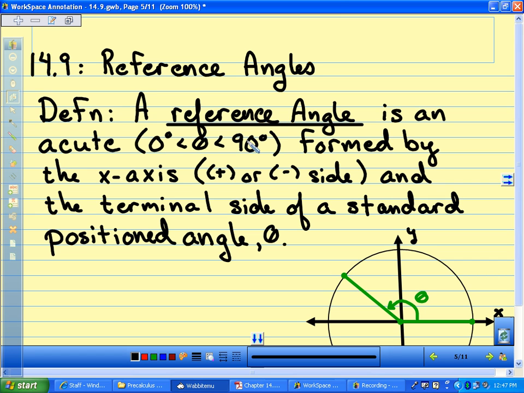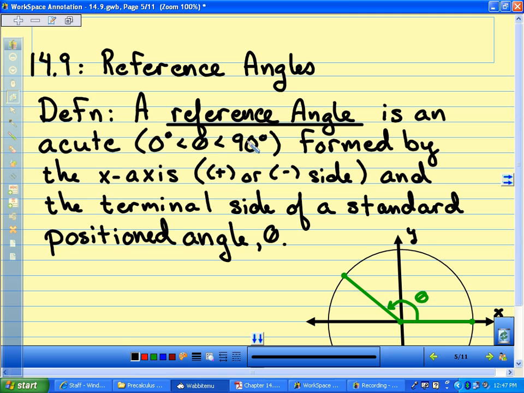So how do we find these reference angles? Well, first of all, we've got to understand the definition of a reference angle. The definition is vital to us being able to determine what a reference angle is going to be in quadrant 2, 3, or 4. A reference angle is an acute angle. What does an acute angle mean? Less than 90, but greater than 0.